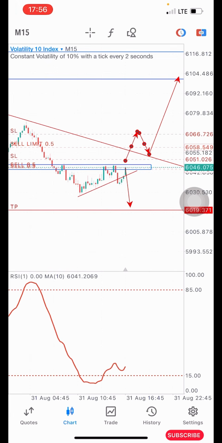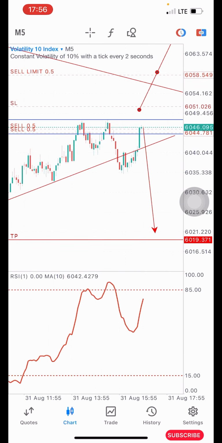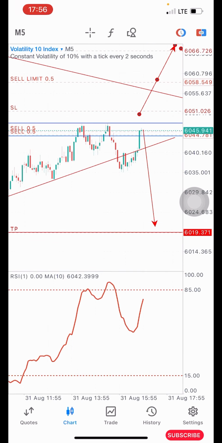So this is what I have for this volatility index right now, volatility 10 index. This is my analysis. Currently I'm looking for a sell, and hopefully this is going to sell.